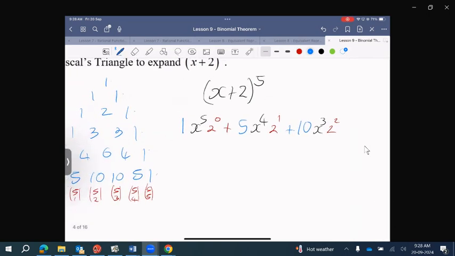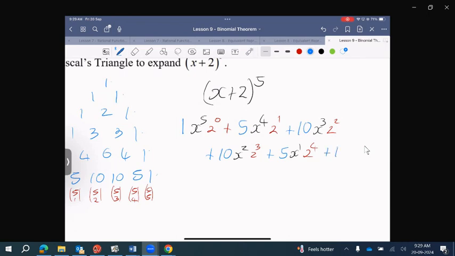Let me continue on the next row here. So I'm up to this one, 10. Help me out with this term. It's going to be 10 times what? x to the power of 2, and then 2 to the 3. And the next one? 5, x to the 1, 2 to the 4. And the last one? 1. I'm going to put in the x to the 0, and then 2 to the 5.